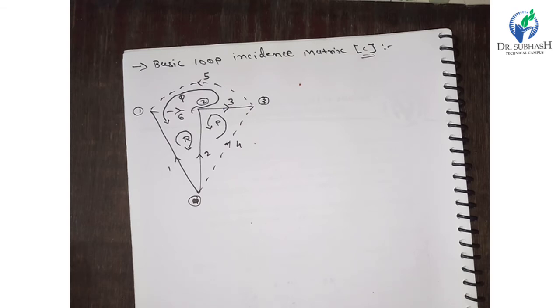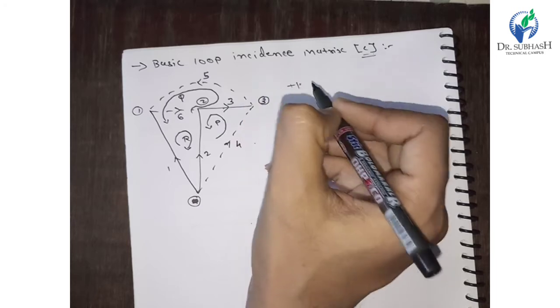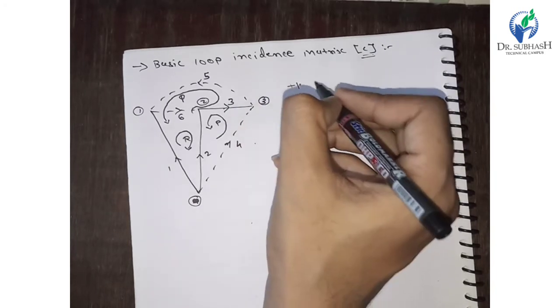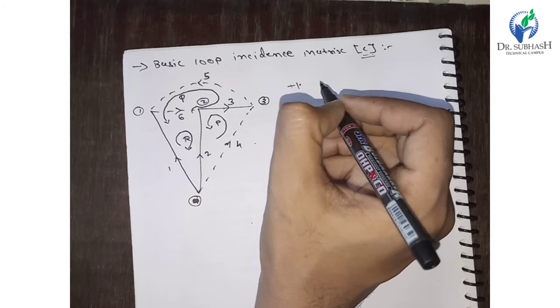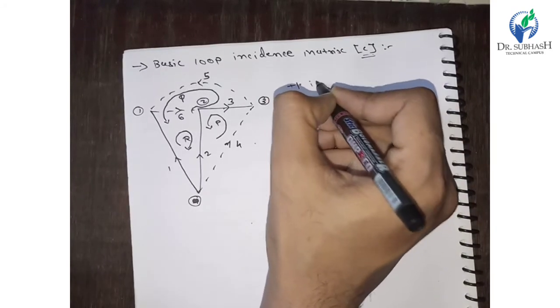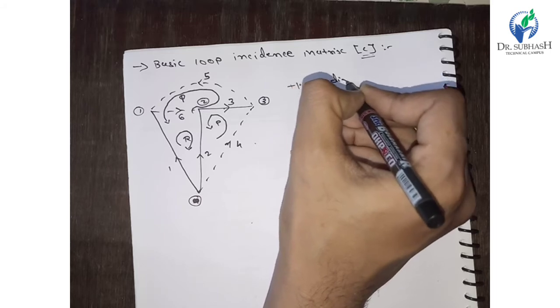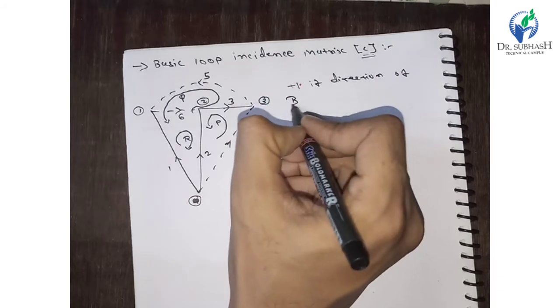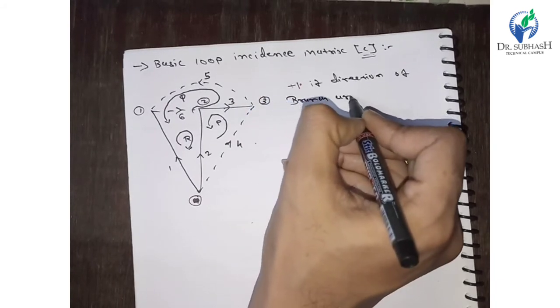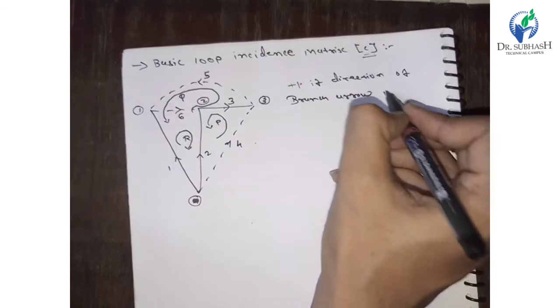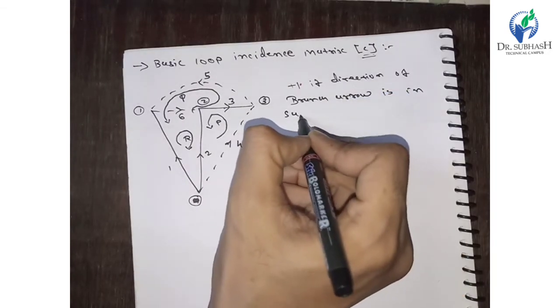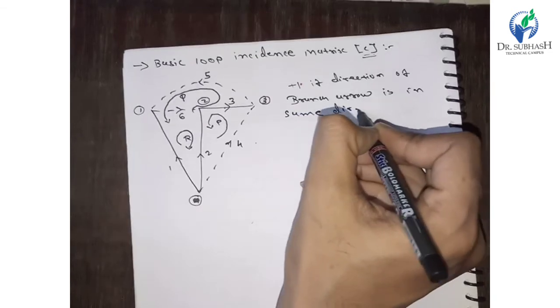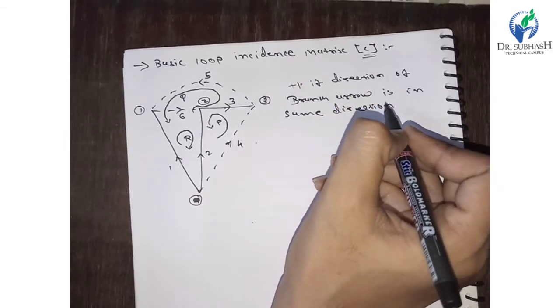Here it also depends on the sign convention. The +1 sign means the direction of the branch arrow is in the same direction as the loop arrow.